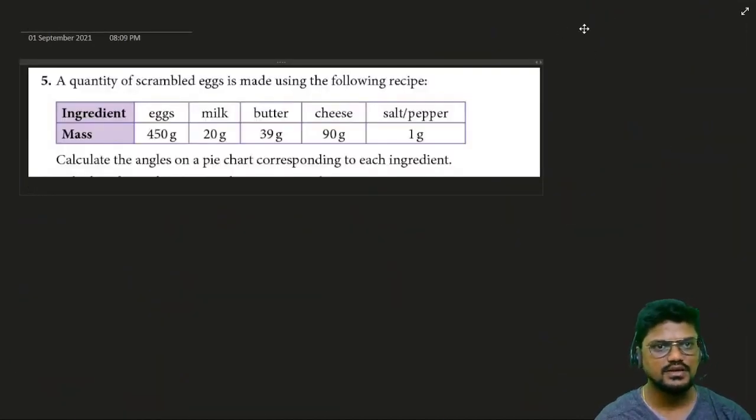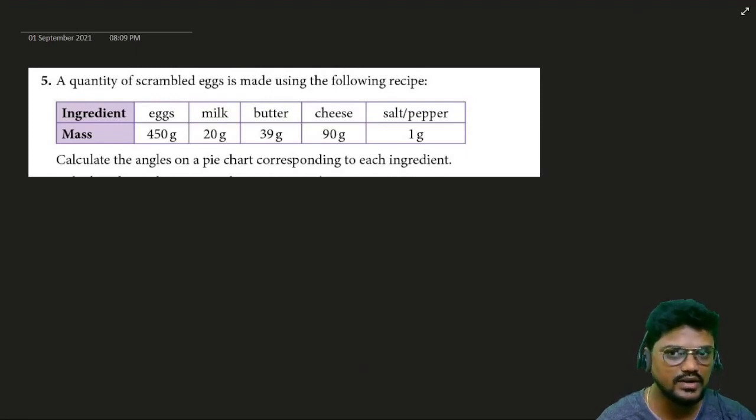Now the next is the angles in scrambled eggs. The quantity of scrambled eggs is made using the following recipe. The ingredients are eggs, milk, butter, cheese, and salt or pepper. The grams are given. Now calculate the angles on a pie chart corresponding to each ingredient. First, what you will do is find the total mass. Add all of them together.